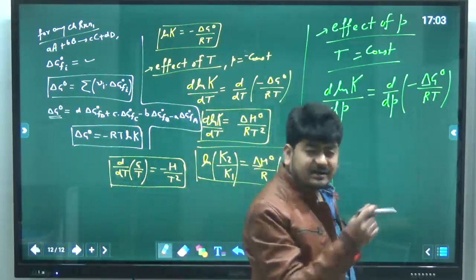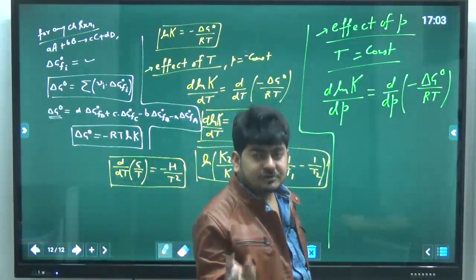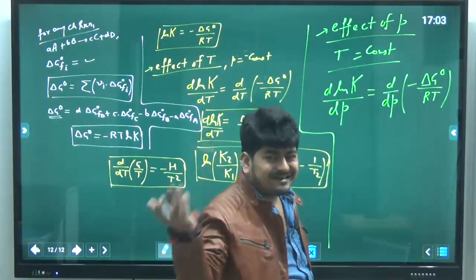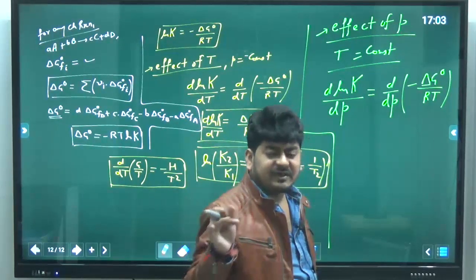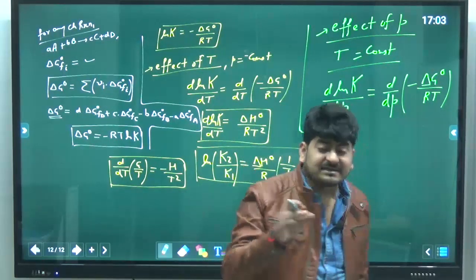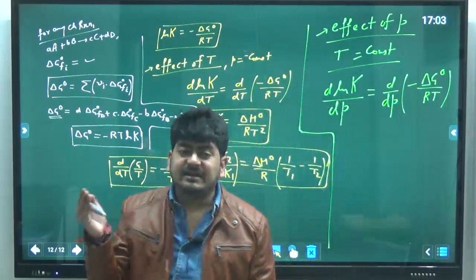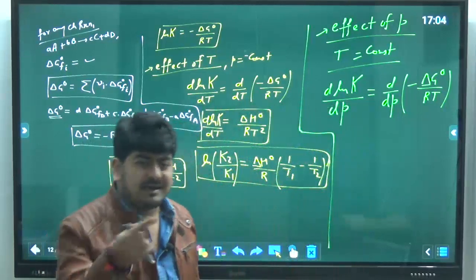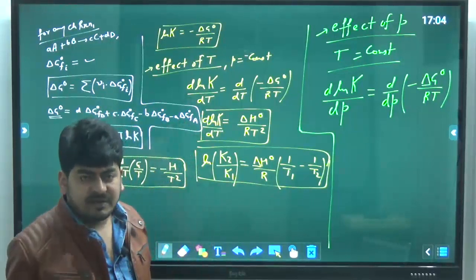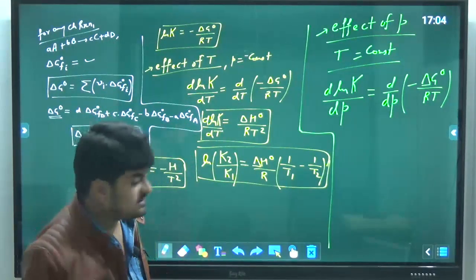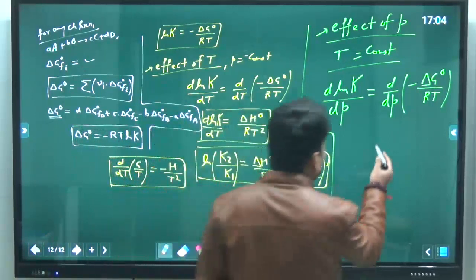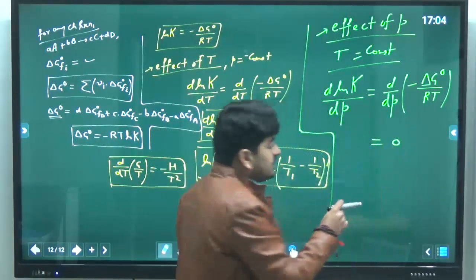Like temperature is constant, R is already a constant, delta G naught will also be a constant value, because delta G naught is the Gibbs energy change at standard state, and for any system we can have only one standard state. Okay, because for any system it can behave ideally only at one condition, at one state, and that is the standard state. Okay, it can't behave ideally at multiple different states. So everything on the right is constant, so this value will come out to be 0.